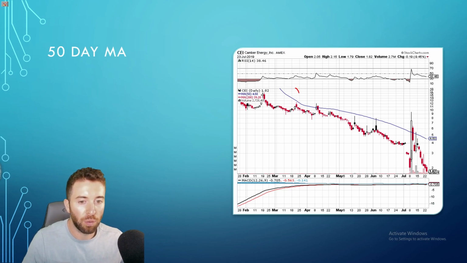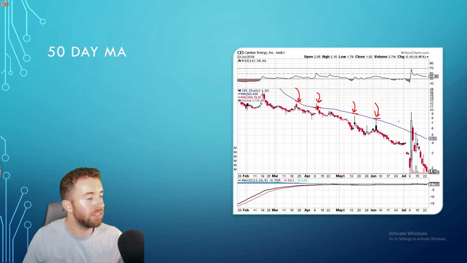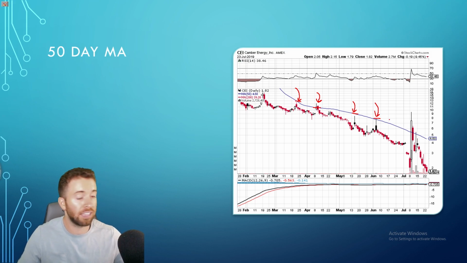Notice, where would be the best area to sell this stock? The best area to sell the stock would be when the 50-day moving average is hit. Okay, I don't know where to sell. Well, let me sell where everyone else is going to sell. Why do we use these? We use these because we know the majority of traders use them. And since the majority of traders use them, this is where everyone is going to be selling these stocks or, again, technically buying these stocks.